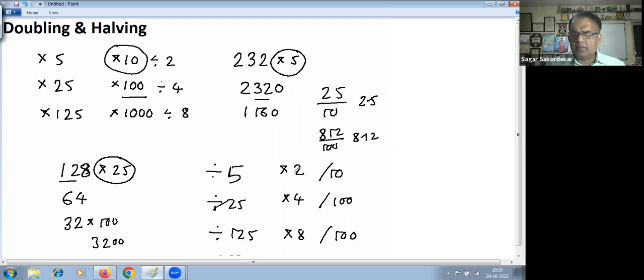You just reverse this. Divide by 5 means multiply by 2 and then divide by 10. So 2 divided by 10 is nothing but 1 upon 5, that is divide by 5. 4 divided by 100 means 1 upon 25. 8 divided by, sorry, this is 1000. 1000, yeah. So 8 divided by 1000 means 125. Satvik, you are referring to this. Thank you, Satvik. Yeah, I had written 100, it was 1000.